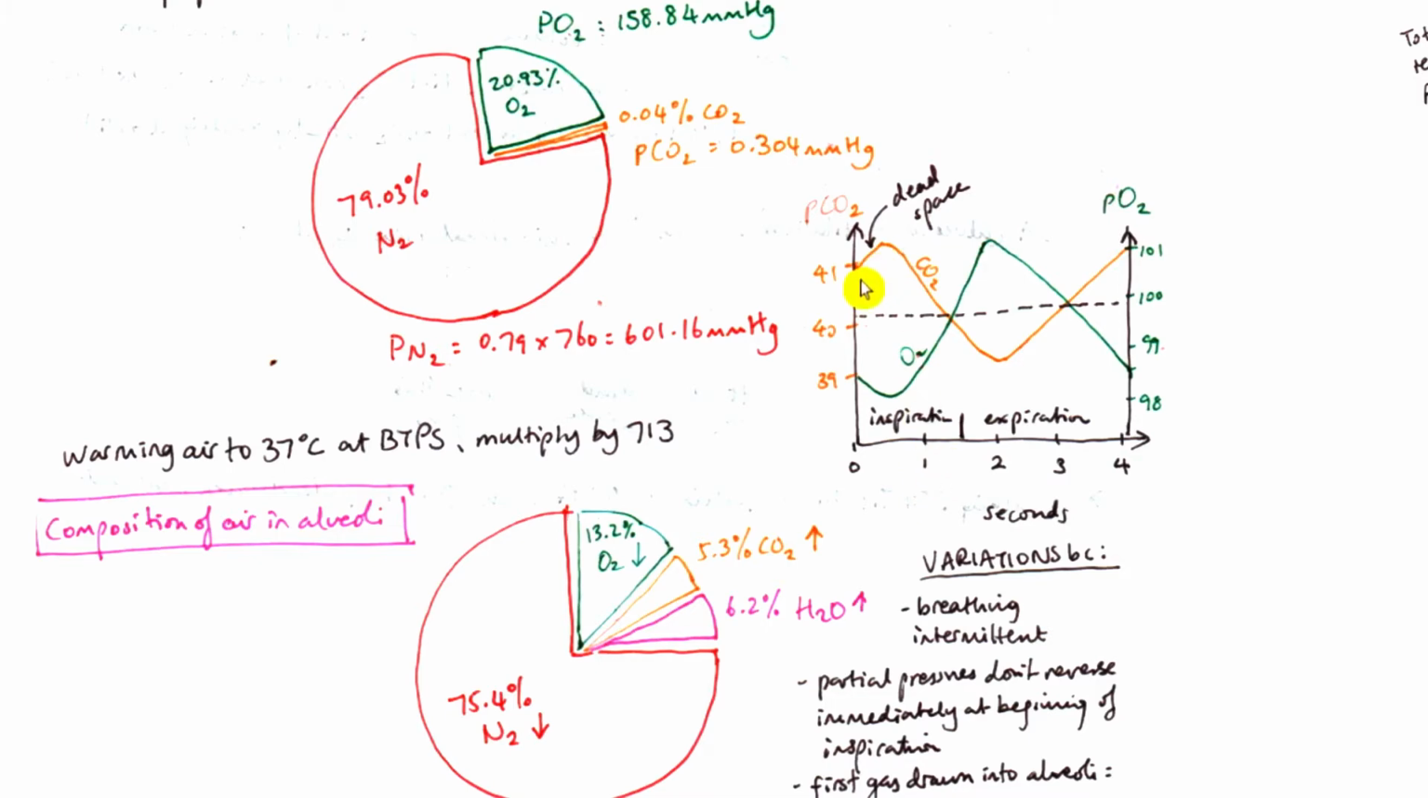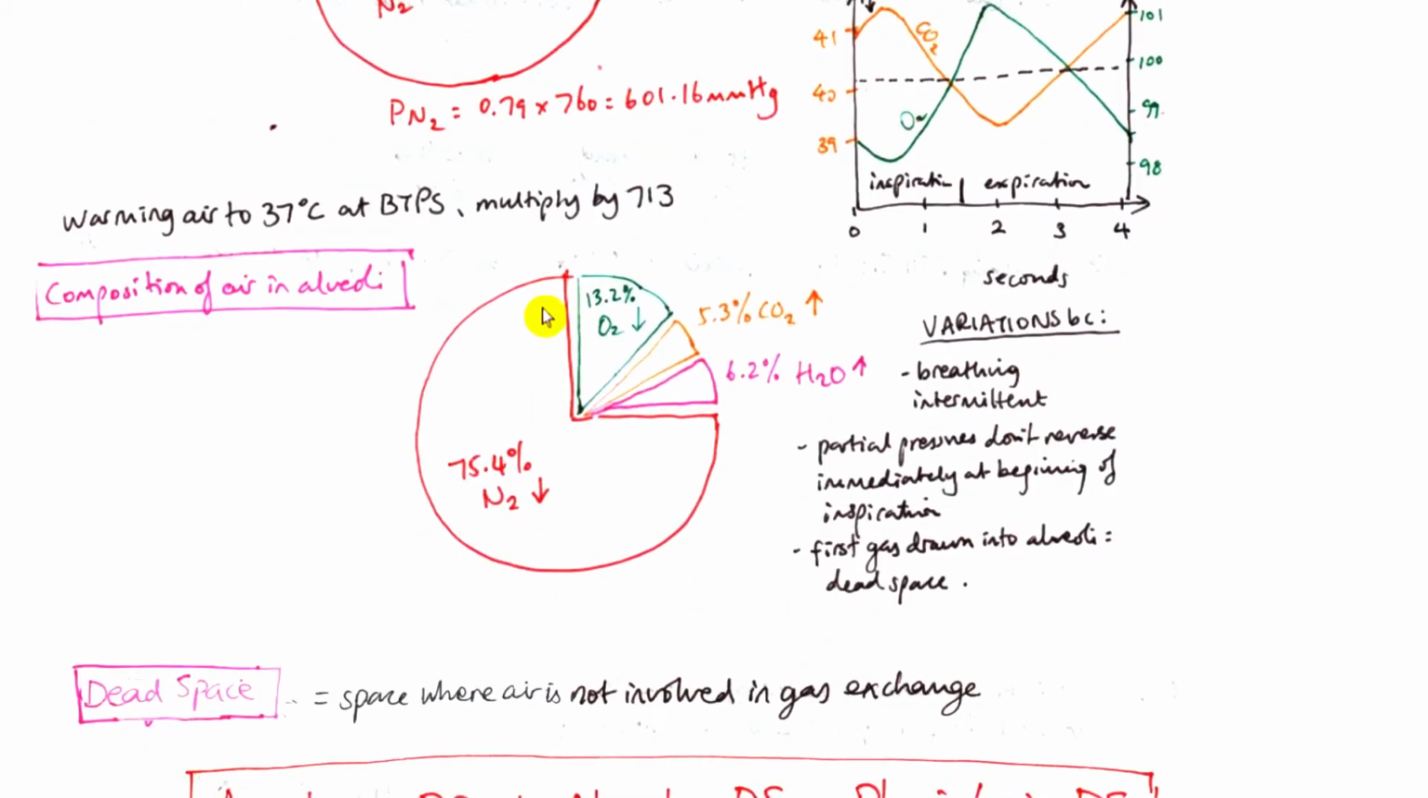So firstly, as we inspire, the carbon dioxide increases a very small amount, and the oxygen decreases a very small amount because of the dead space, which we'll talk about later. But basically, they're not changing immediately. But for the majority of inspiration, carbon dioxide will go down because we are taking in more oxygen, and the pressure is roughly maintained. So oxygen will go up, obviously, and this is the scale of oxygen, this is the scale of carbon dioxide. And then as we expire, the amount of oxygen decreases and the amount of carbon dioxide proportionally increases.